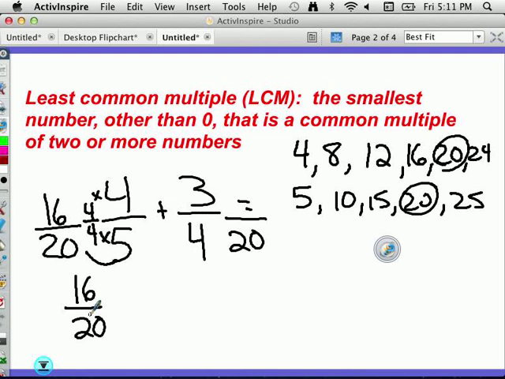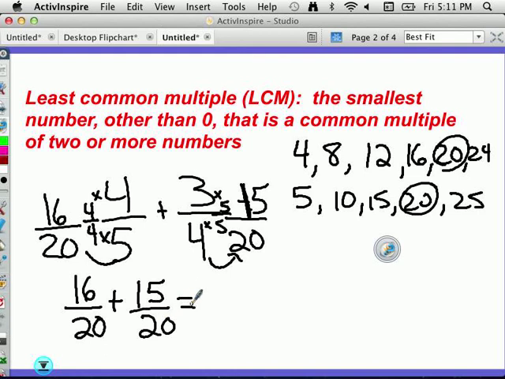And then I'm going to go over here and finish changing this as well. So I'm going to ask myself, how did I get from 4 to 20? Multiplied it by 5. Times 5. And again, the rule is whatever you do to the denominator, you have to do to the numerator. So 3 times 5 gives me 15. So my equivalent fraction for 3 fourths will be 15 twentieths. So now I have 16 twentieths plus 15 twentieths.